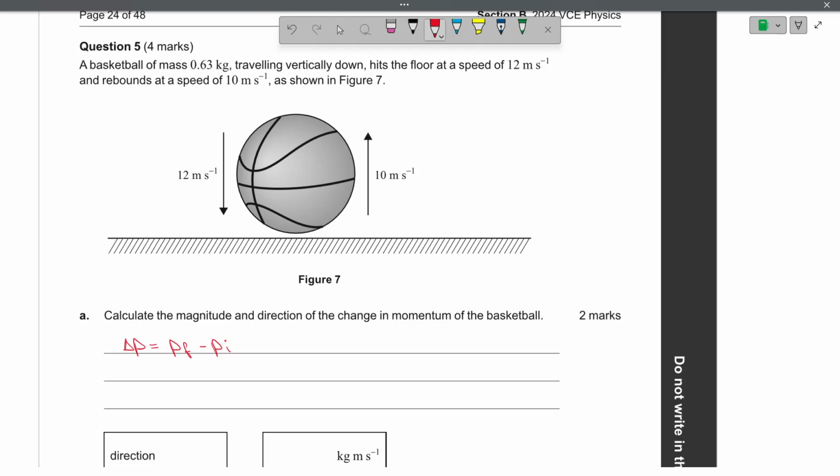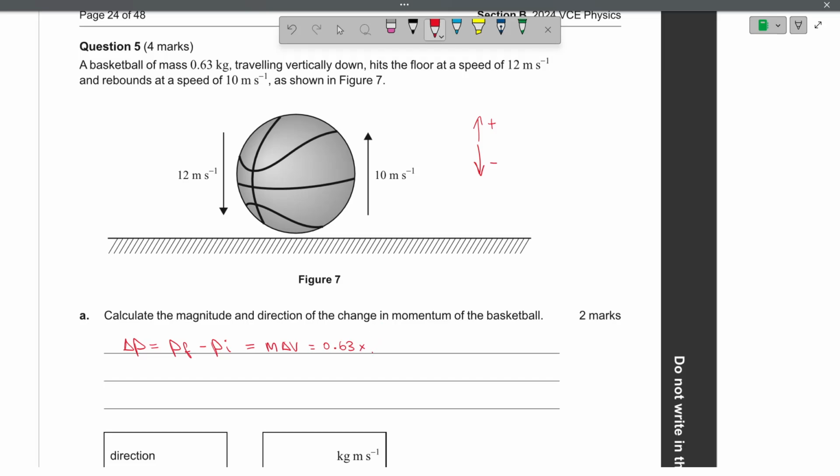Let's give some signs here. So let's say down is negative and up is positive. So initially it's traveling at negative 12 meters per second, and then after the collision it's traveling at positive 10 meters per second. So the mass does not change in this question, assuming the mass is a constant 0.63 kilograms, so we can go ahead and just use that same mass for the final and initial momentums. By the way, if the mass doesn't change, then the change in momentum is mass times change in velocity, which is probably a bit easier for our calculation here.